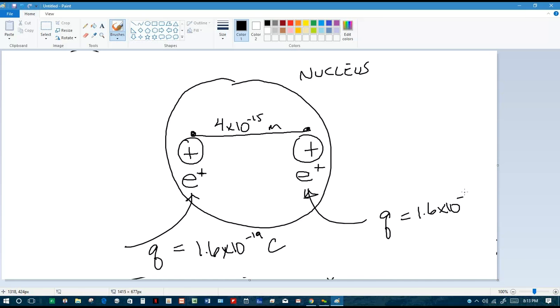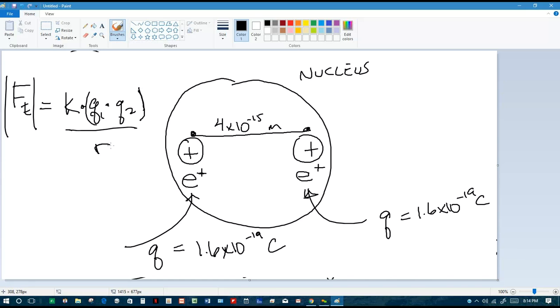You got it. So now really what you have to do is just utilize Coulomb's law. I'll write it one more time right here. The magnitude of the electric force that one of them feels will be K times Q1 times Q2, the product of their charges, all divided by the distance between them squared.